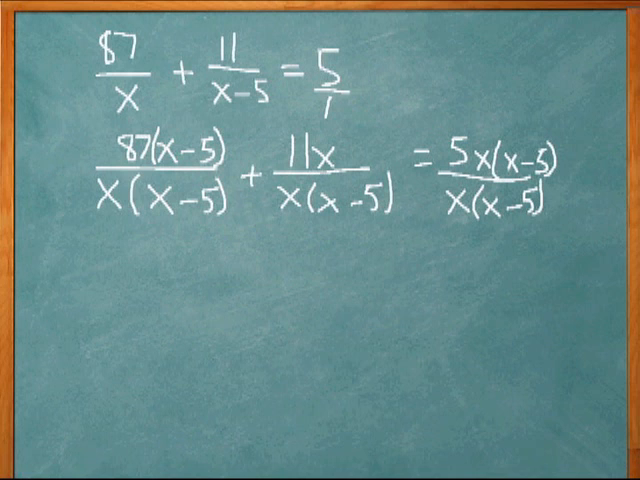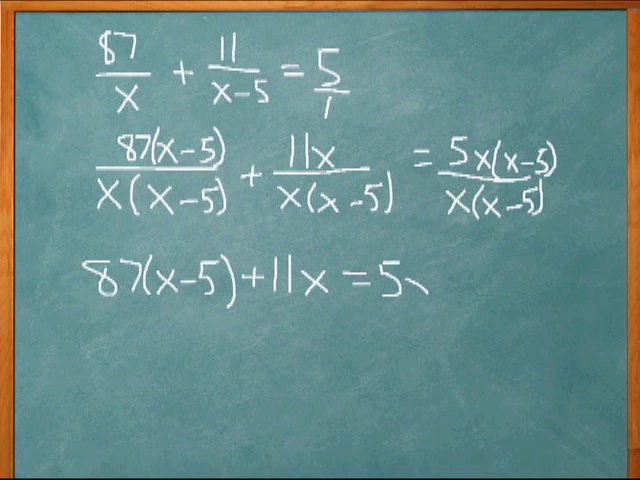Now when you have all the same denominators, you can really just multiply everything by x times x minus 5, which would cancel out all the denominators, which just leaves you with 87 times x minus 5 plus 11x equals 5x times x minus 5.